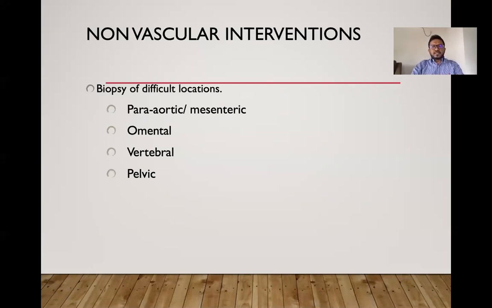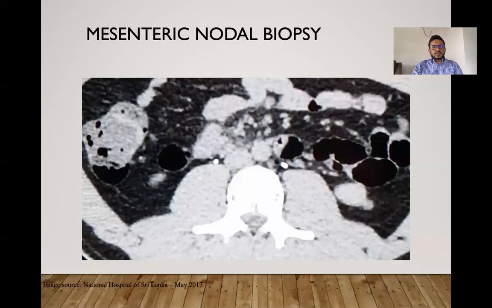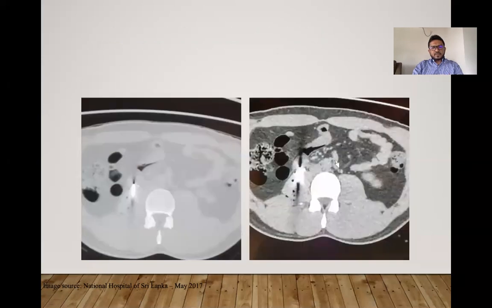Briefly looking at some of the non-vascular interventions, as you all know, there are a lot of image-guided non-vascular interventions done all over the country by many radiologists. But in interventional radiology, you do more difficult location biopsies, especially para-aortic, mesenteric, omental, vertebral, or deep-seated pelvic interventions. Here is a small example that we did a couple of years ago. It's a para-aortic lymph node. You can see the right ureter right behind the lesion. So we did a contrast CT beforehand to opacify the ureter, then used CT guidance to locate the lesion and take a good sample. We have to be very careful not to damage the ureter on the way to access the lesion.